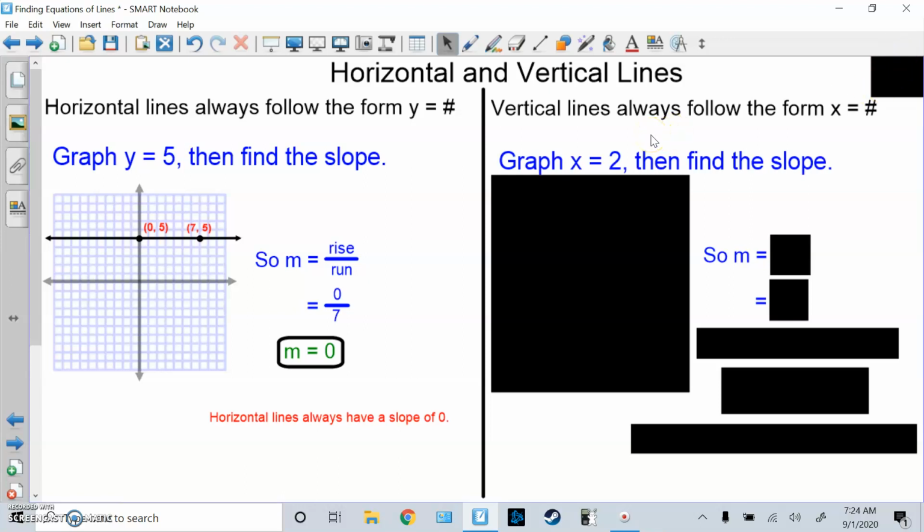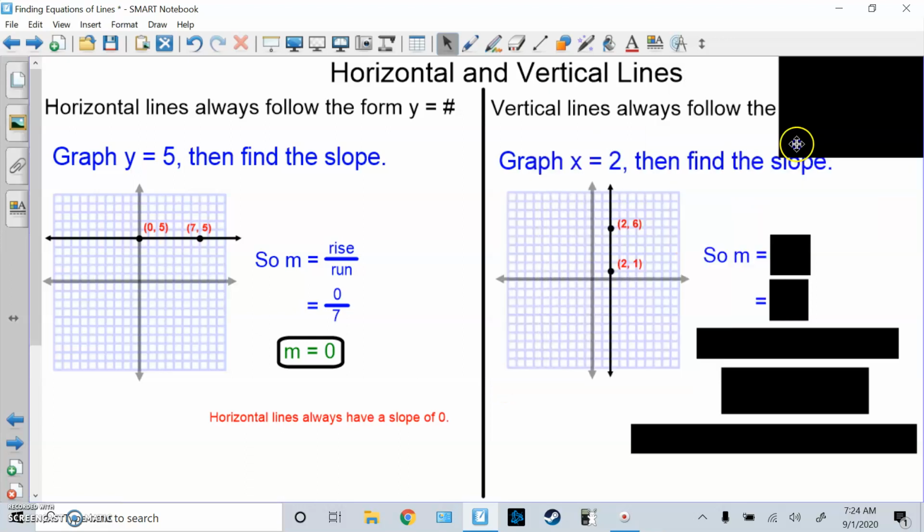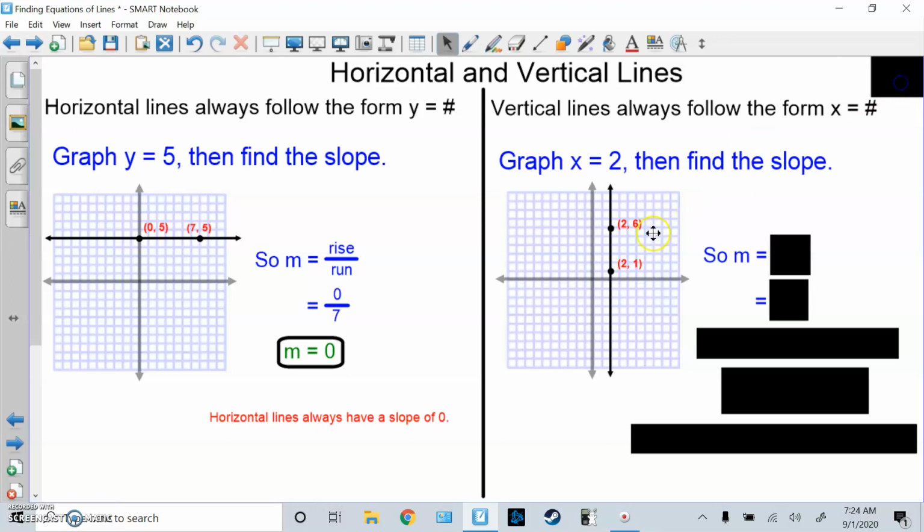Vertical lines are kind of similar. They follow the form x equals some number. So graph x equals 2, then find the slope. X equals 2 means x is always 2 no matter what. So here that's (2, 0), (2, 1), (2, 2), (2, 5), (2, 6), (2, -5), (2, -10). But x is always 2. X cannot change. So we still do rise over run.